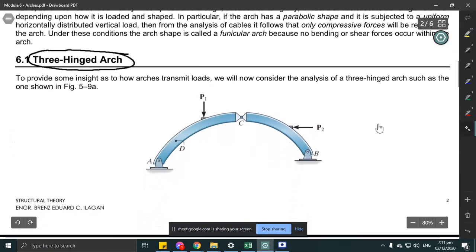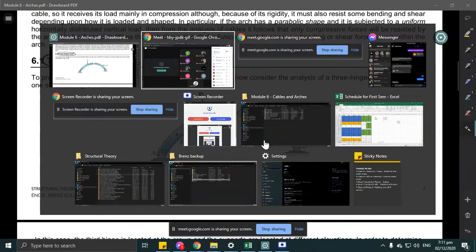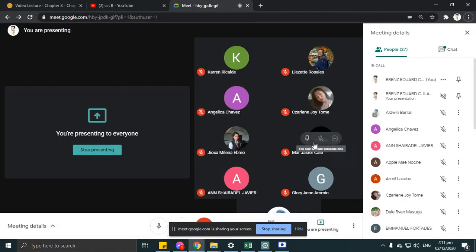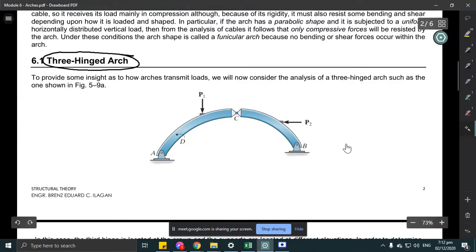So, paibasa naman ako ng discussion. Mabilis lang to itong meeting natin. Wala pa siguro itong 1 hour. So, Miss Laika Di Mayuga. Paibasa na itong 6.1. Okay, so wag mo muna papatayin.